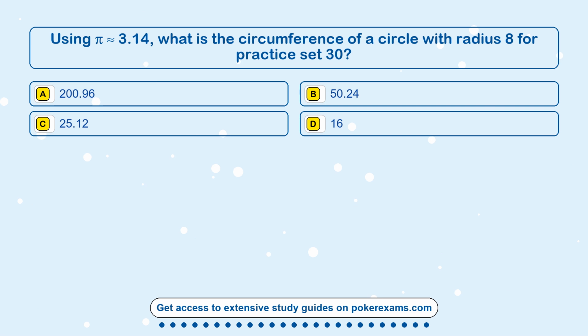Question 17. Using pi as 3.14, what is the circumference of a circle with radius 8 for practice set 30? Option A, 200.96. Option B, 50.24. Option C, 25.12. Option D, 16.